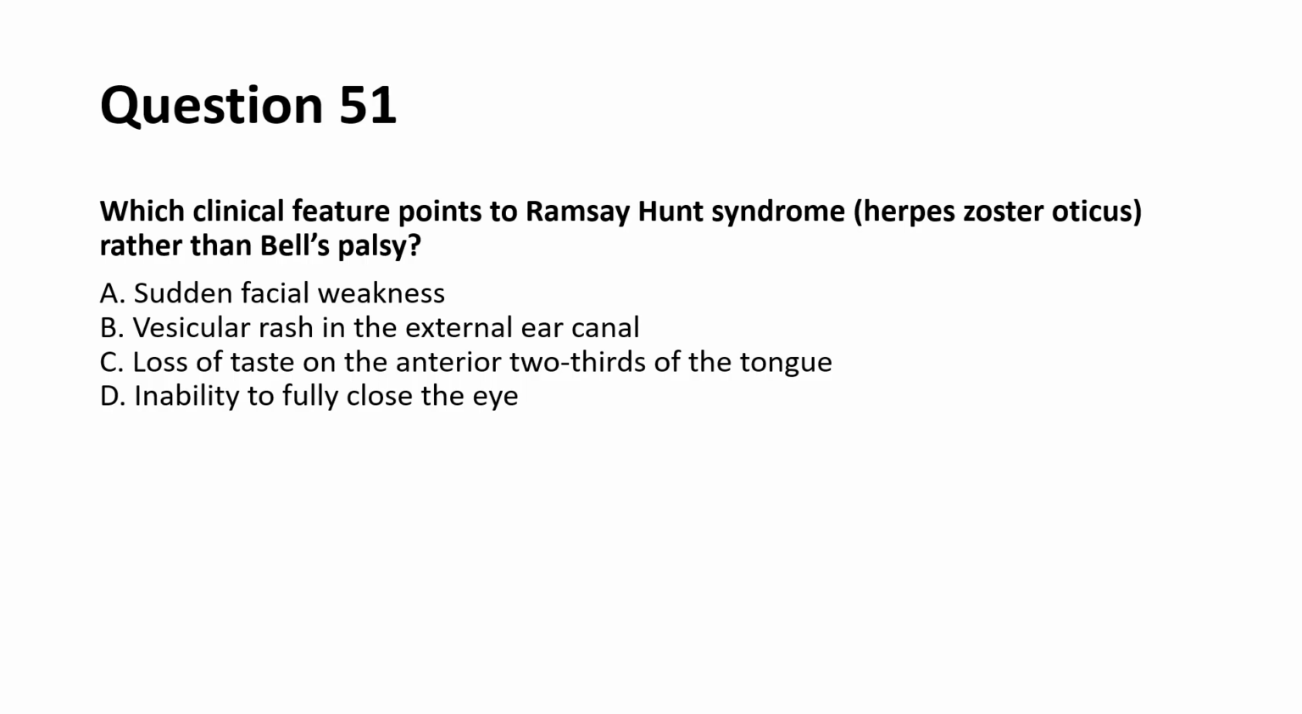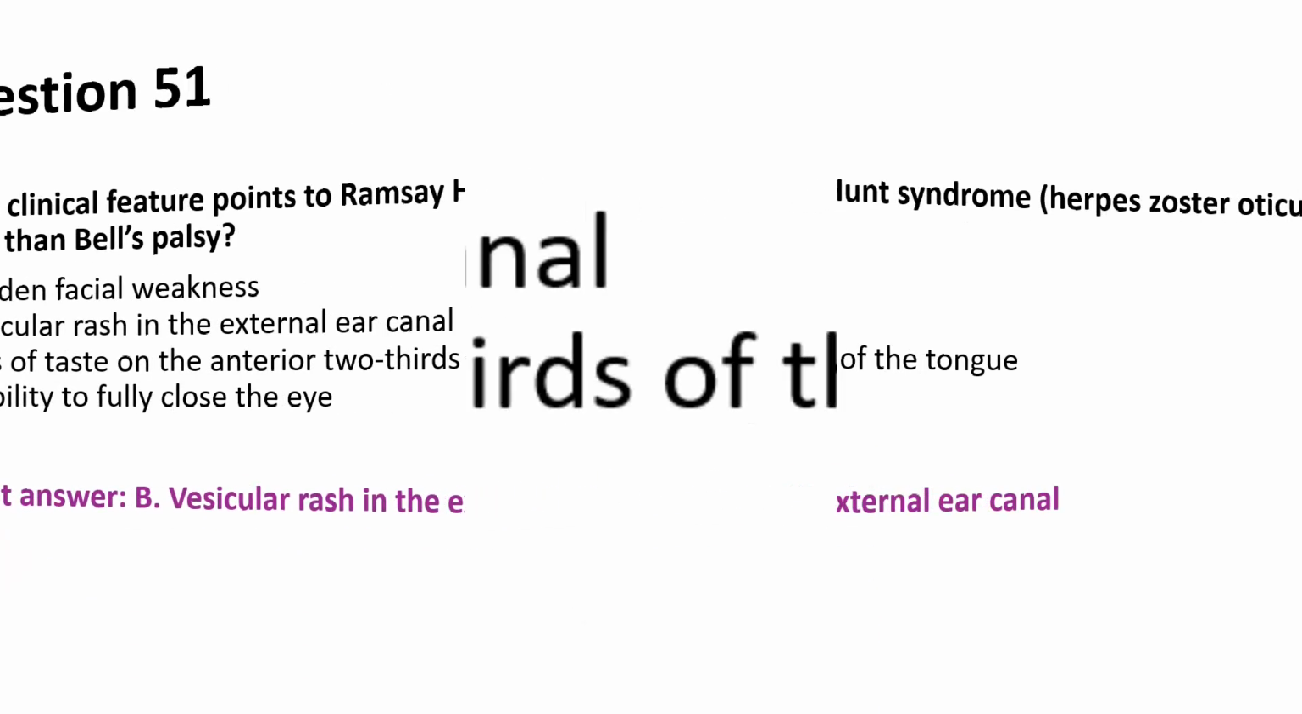Which clinical feature points to Ramsay Hunt syndrome rather than Bell's palsy? Sudden facial weakness, vesicular rash in the external ear canal, loss of taste on the anterior two-thirds of the tongue, inability to fully close the eye. The correct option is vesicular rash in the external ear canal.